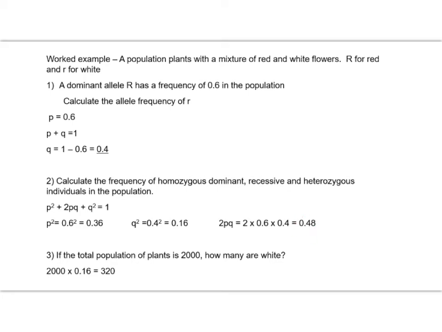And then, using these frequencies, if the total population of the plants was 2,000, how many would be white? Well, white must be homozygous recessive, because you must have 2 copies of that little r. So that's q squared. So 2,000 times q squared, 0.16, the frequency. So there'd be 320 white plants.